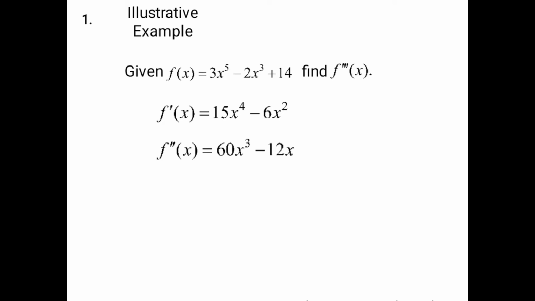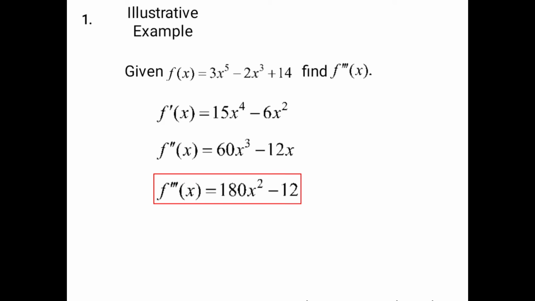Same goes here. Just apply the constant multiple rule. 2 times 6 is 12. And then the exponent 2, I just subtract 1 from it. Then we only have an exponent of 1. That's why we only have x here. Then our second derivative will be 60x cubed minus 12x.